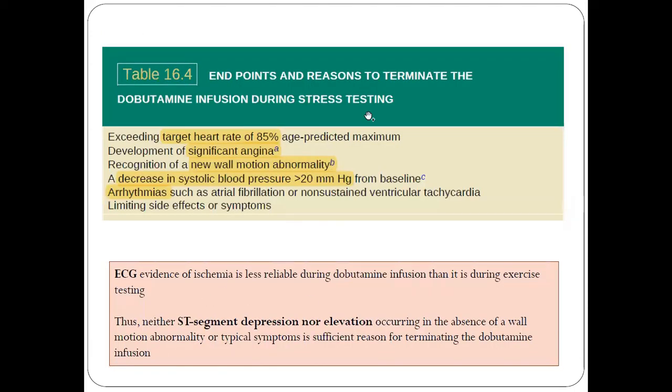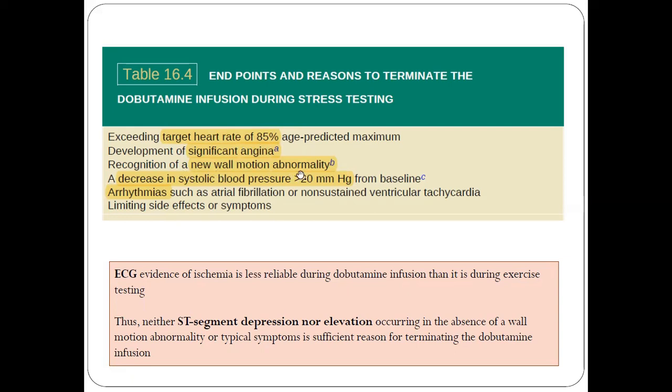What are the endpoints and reasons to terminate the Dobutamine infusion during a stress test? You are doing a stress test now, so when should you stop the infusion? If the patient has reached the target heart rate of 85% with no significant changes, the patient has reached the endpoint and you should stop the Dobutamine infusion. If the patient develops significant or classical angina, you should stop the test. That itself denotes that the test is positive.